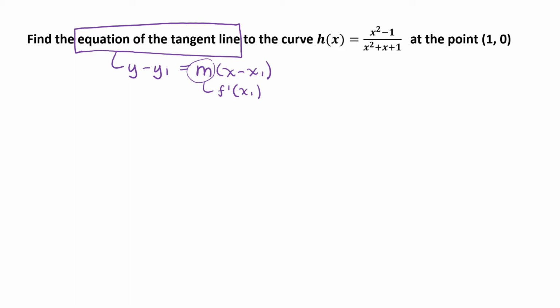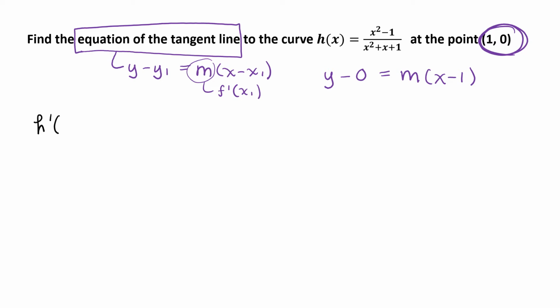So we need to find h prime of x because we actually already have our point. So we already have that we need to use y minus 0 is equal to m times x minus 1. So we just have to find that slope m.